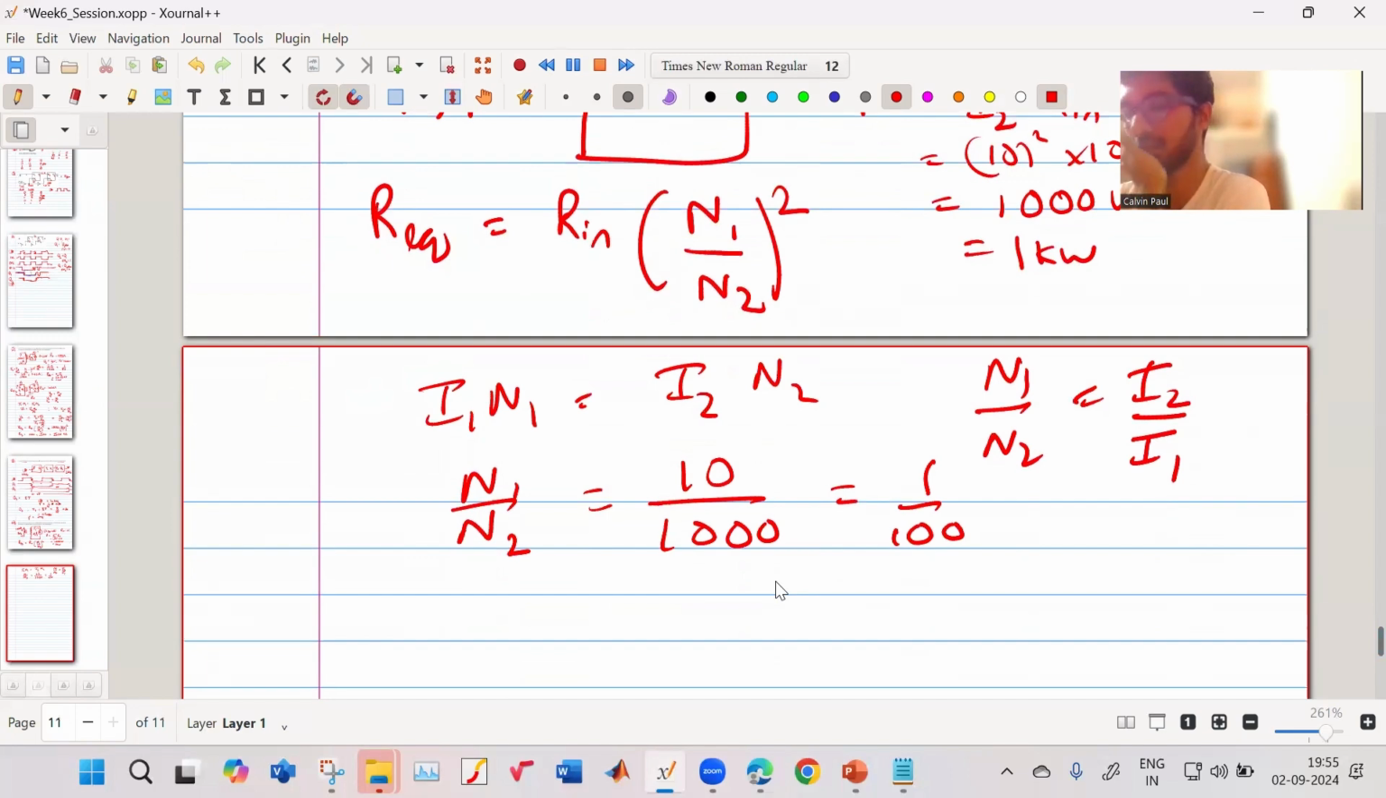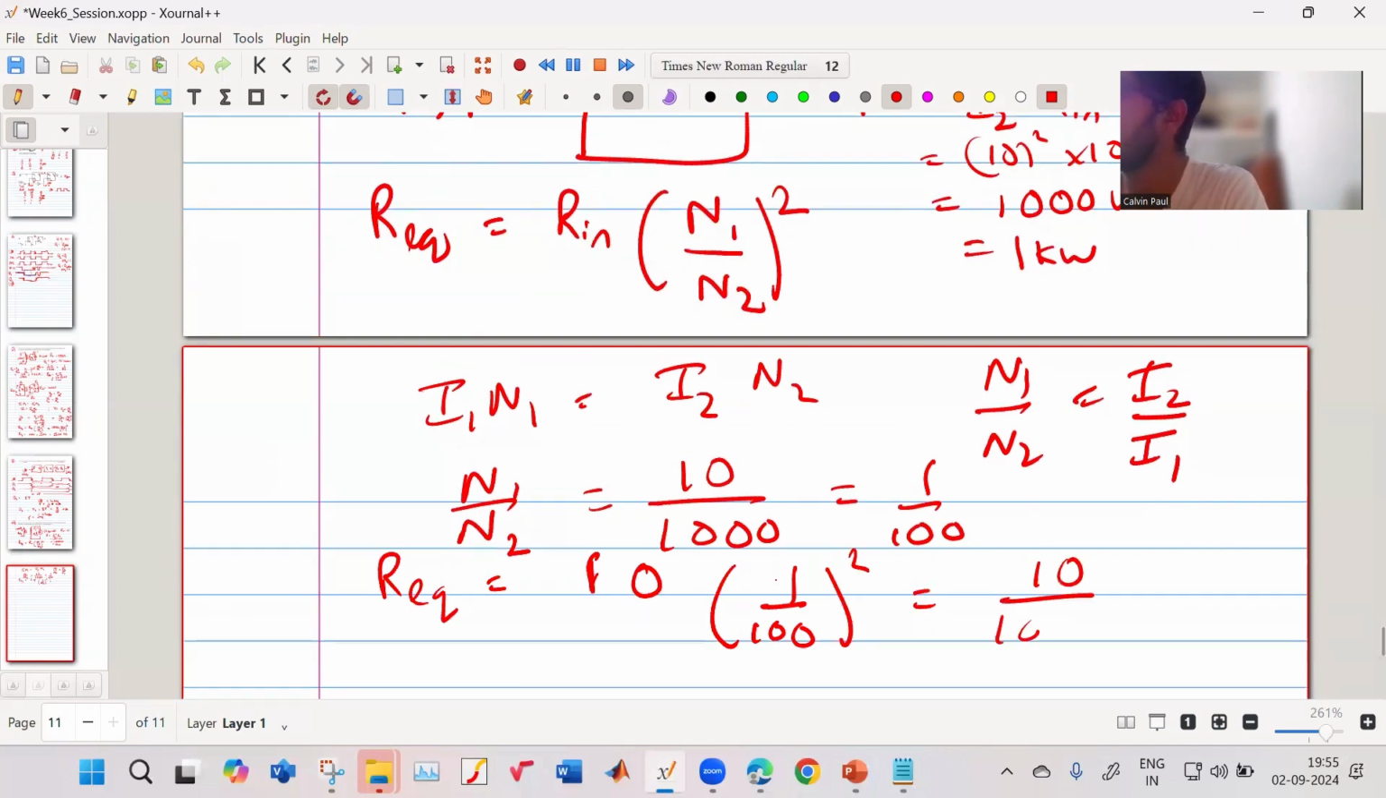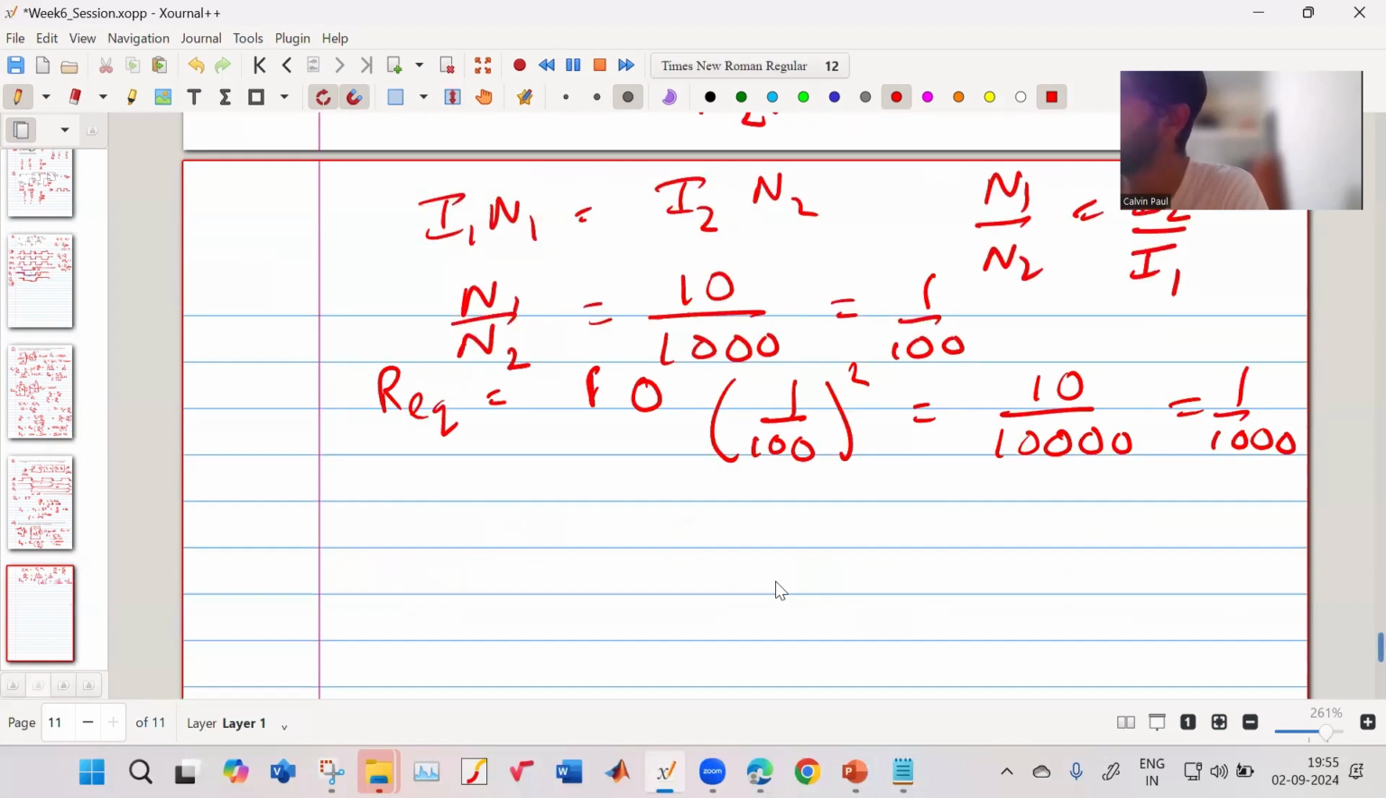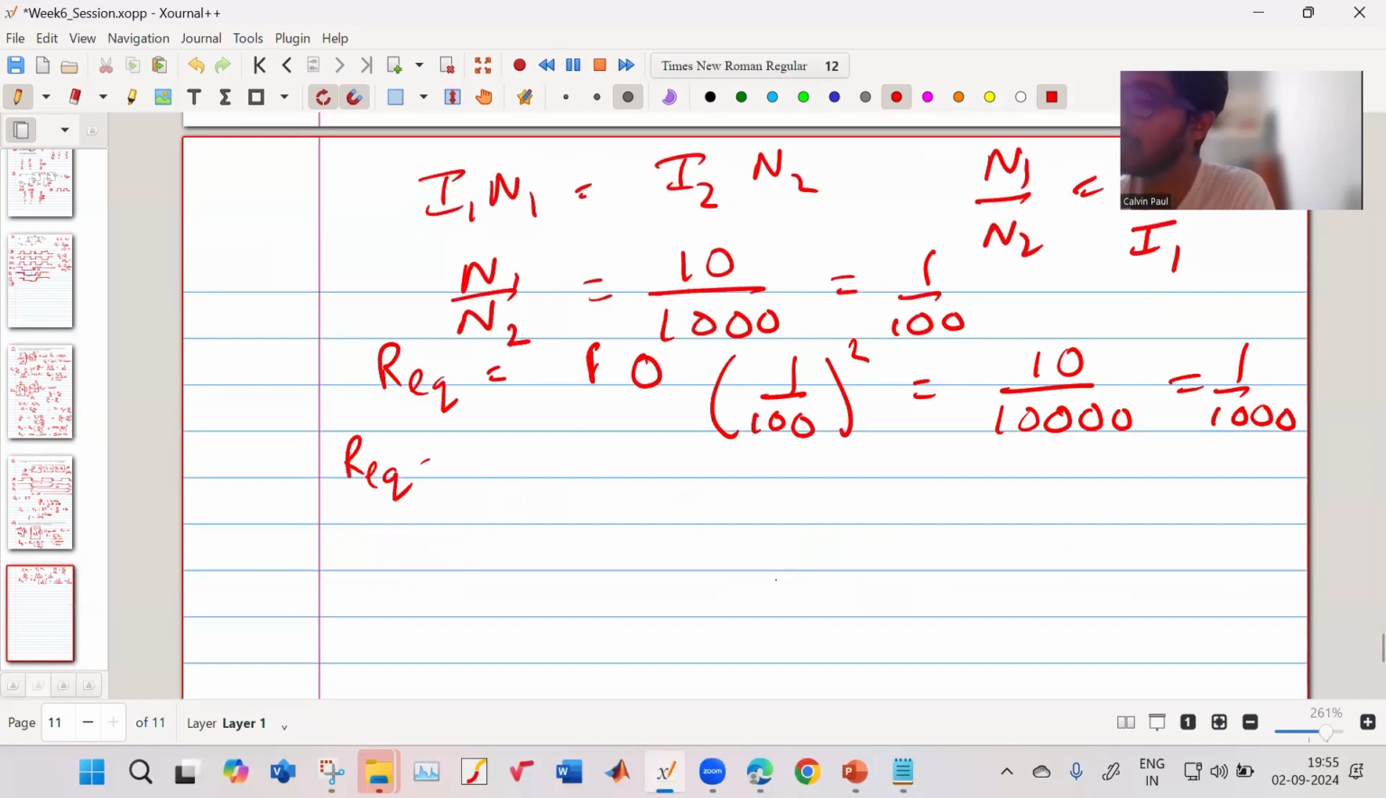Any doubts? No, sir. So my R equivalent is equal to Rin into N1 upon N2 square. What is my internal resistance? 10 upon 1 by 100 square. So this is 10 upon 10,000. That is equal to 1 upon 1000. So my R equivalent is equal to 1 into 10 to the power minus 3 ohm. So my R equivalent is equal to 1 milliohm. Okay.